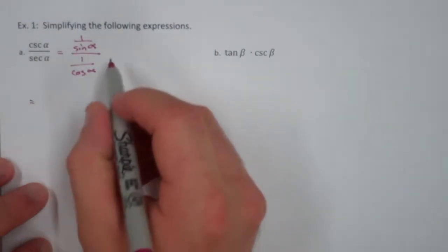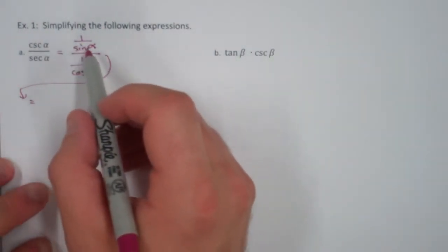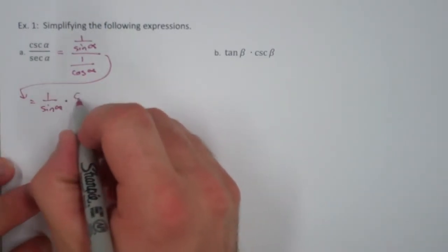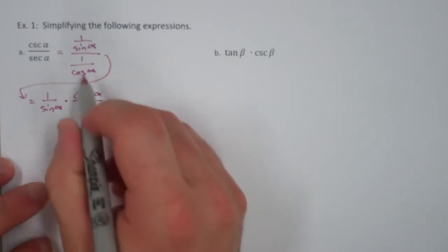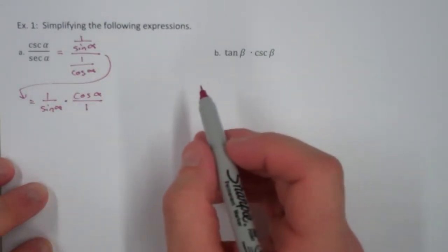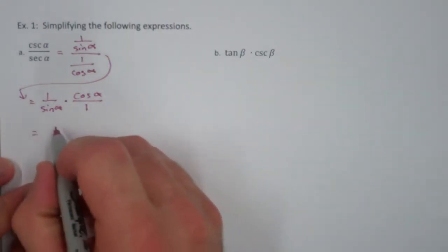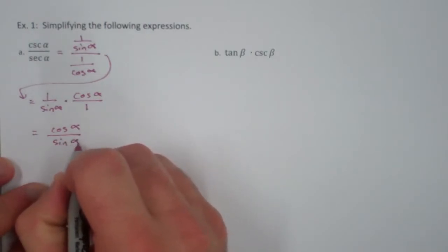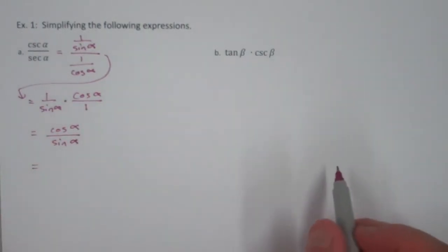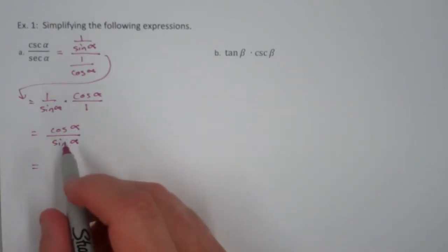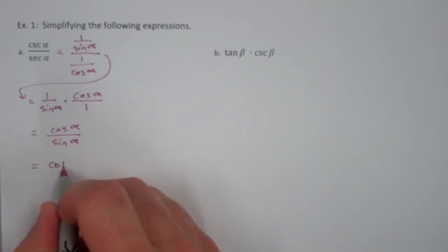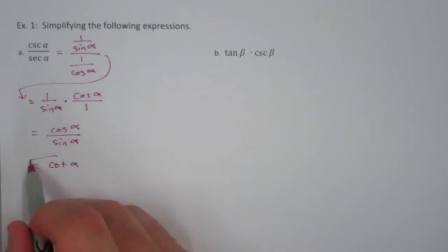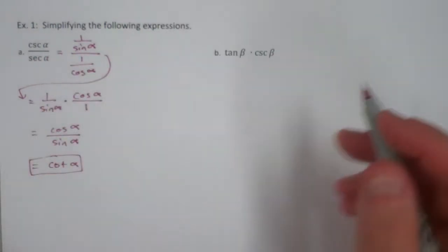So when we work with this, as we bring this down, we can take the numerator fraction, write it down, and then multiply by the reciprocal of the denominator, which is cosine over 1. When we work with this, we get 1 times the cosine over the sine. And where possible, we should write this as one trigonometric function. So we're going to write this as the cotangent of alpha. Remember, cosine over sine, x over y, that's going to be the cotangent. This is the simplest form of the original expression.